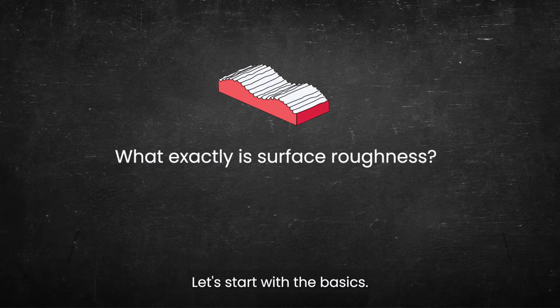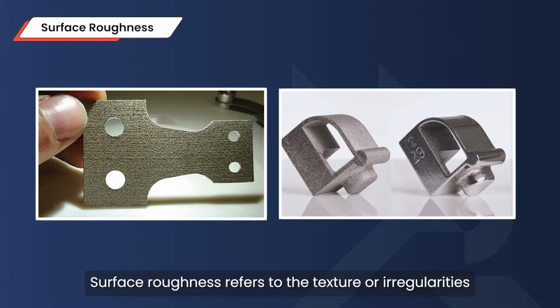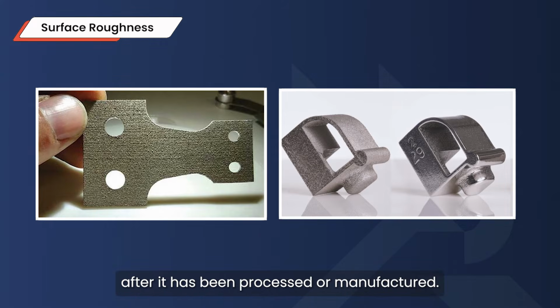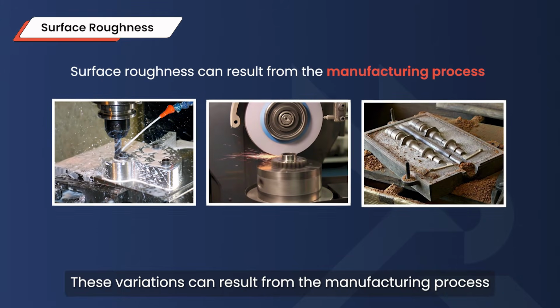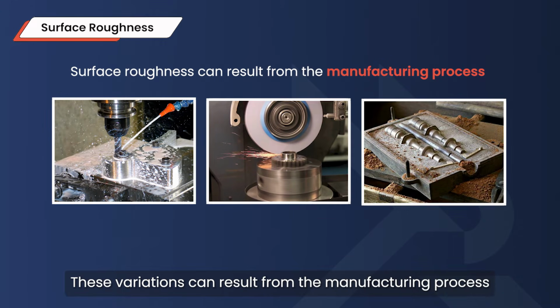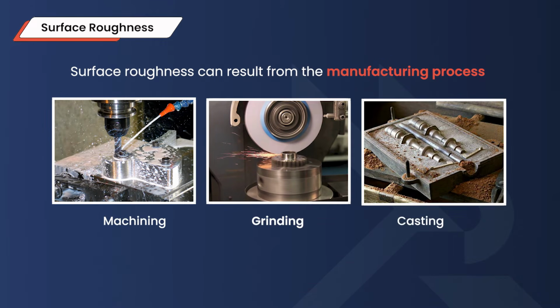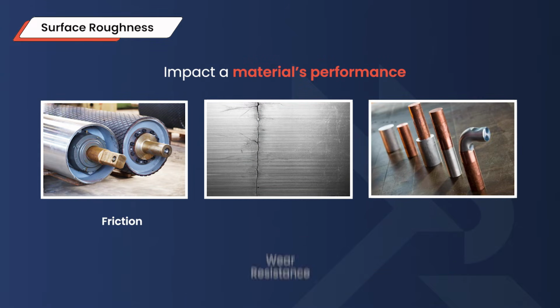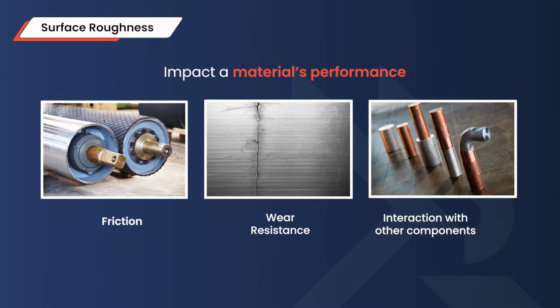Let's start with the basics. What exactly is surface roughness? Surface roughness refers to the texture or irregularities on the surface of a material after it has been processed or manufactured. These variations can result from the manufacturing process, like machining, grinding, or casting, and can impact a material's performance, such as friction, wear resistance, and how it interacts with other components.